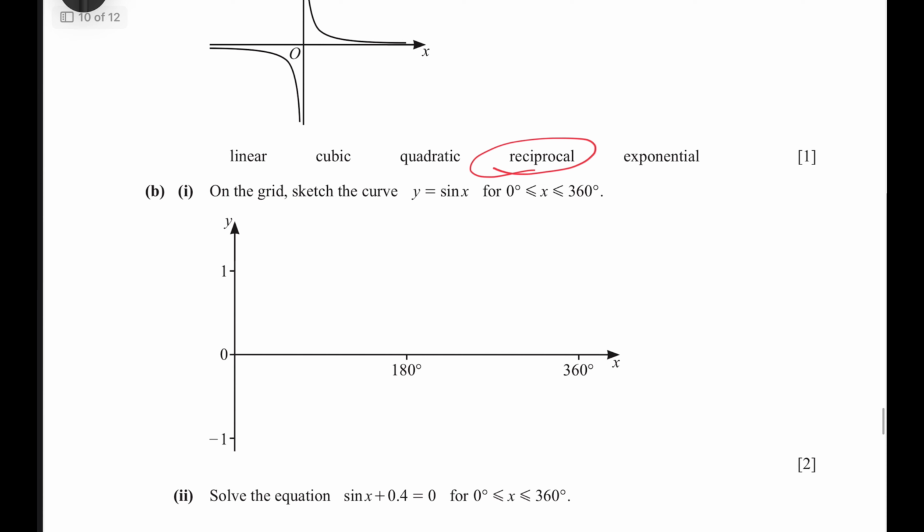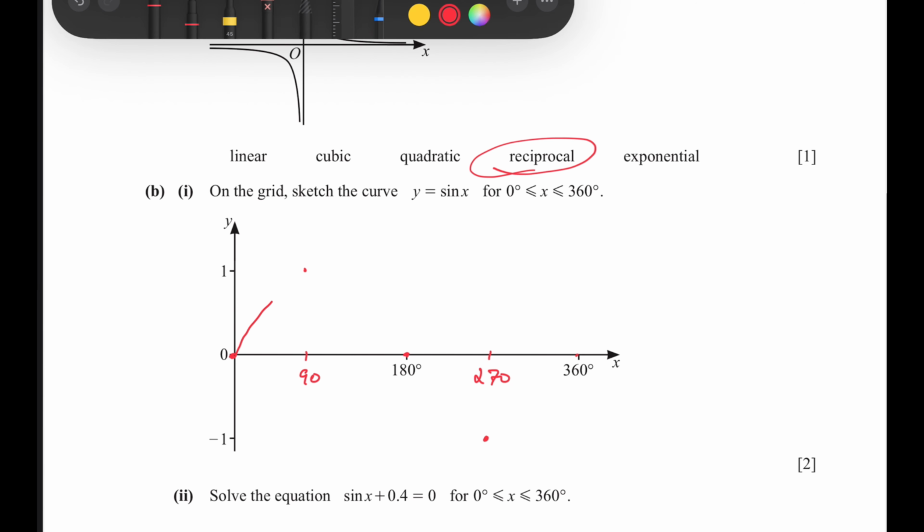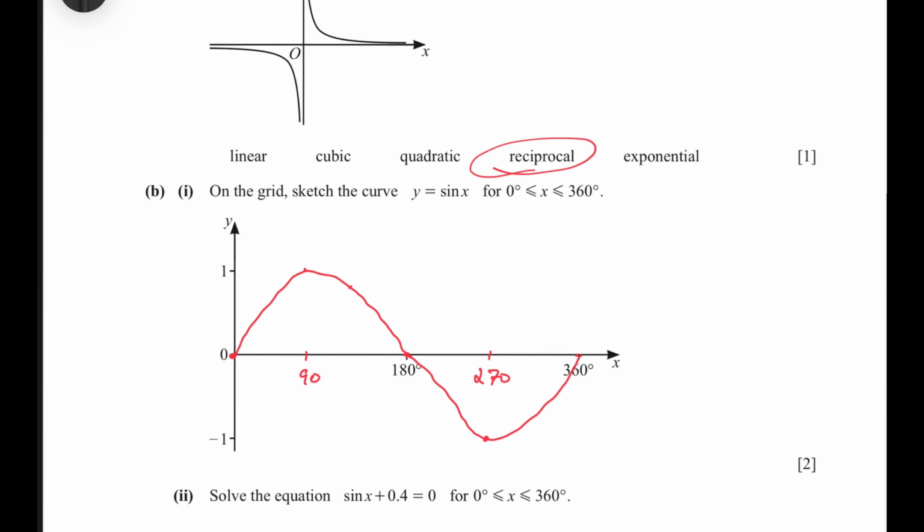B part. On the grid, sketch the curve y equals sine x for 0 to 360. Taking half of this distance, take this as 90 and this as 270. We know that sine 0 is 0 and sine 90 is 1. Sine 180 is 0. Sine 270 is minus 1 and 360 is 0. So to complete this graph, it should go like this and from here down, then going from 180 again to this and this. This will be the graph of sine. Try to draw as neatly as you can.